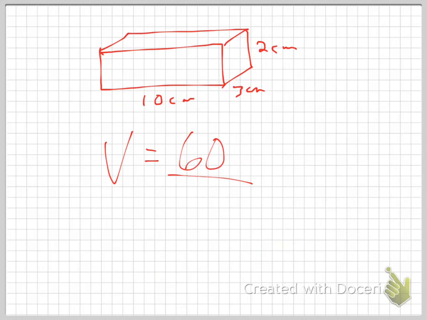Cubic centimeters. You would say it like this. That is 60 cubic centimeters. Make sense? You could say centimeters cubed or whatever, but the proper lingo is cubic centimeters. What about this? They give you some questions that look like this.